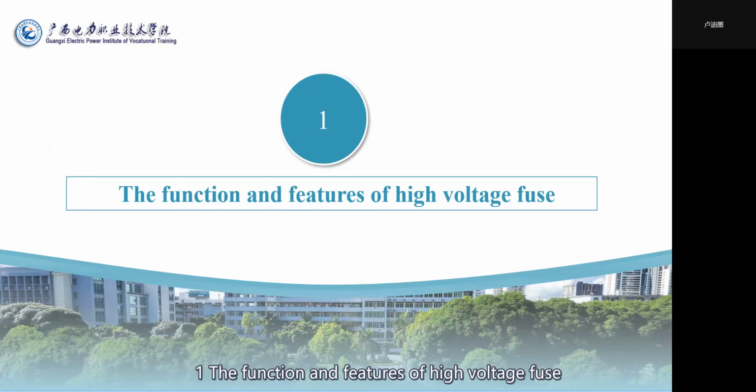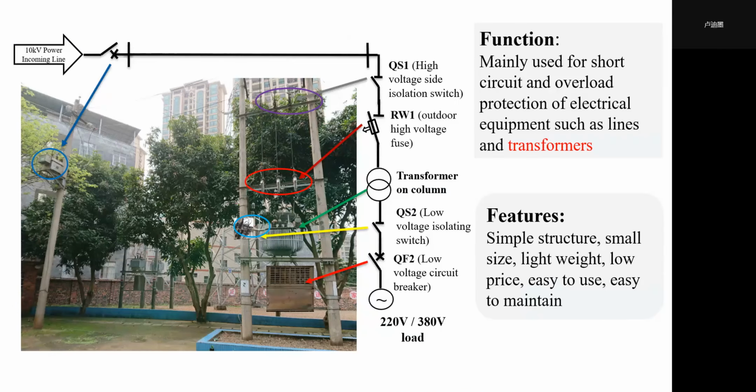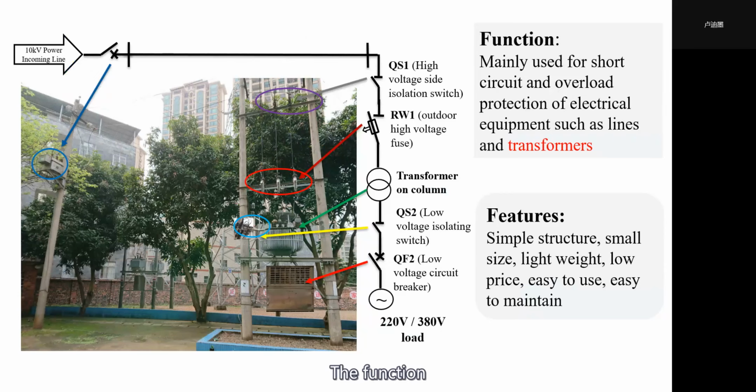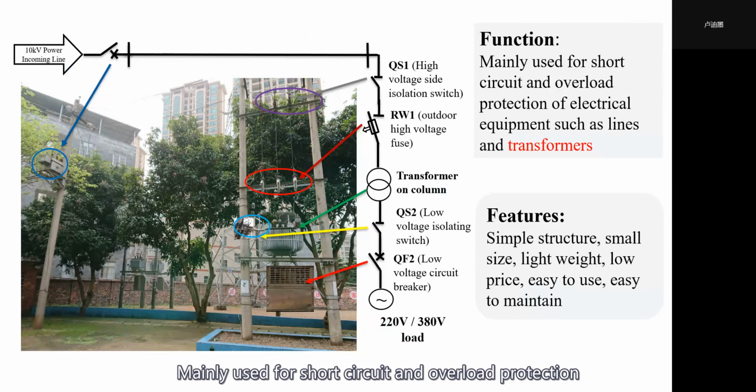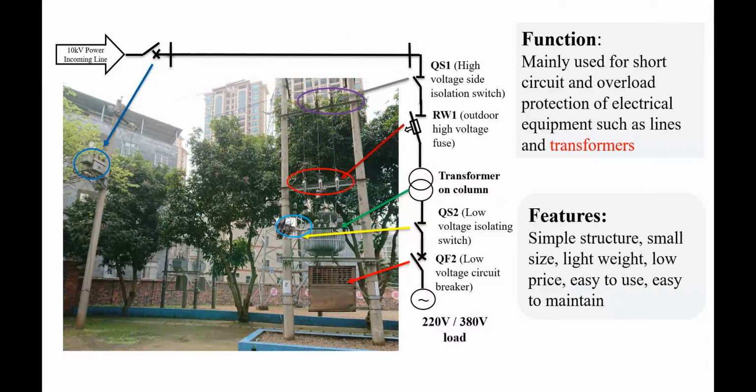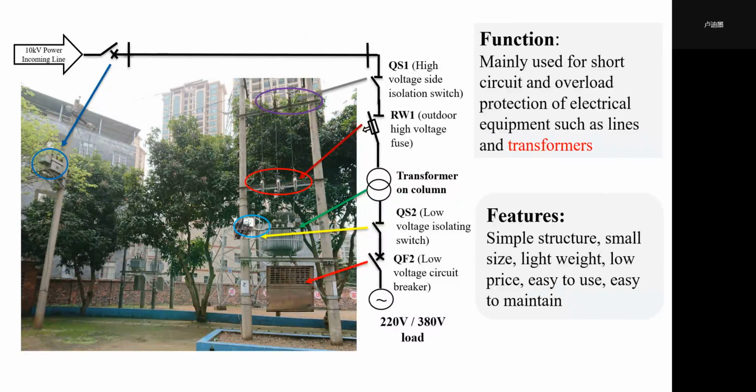One. The function and features of high voltage fuses. Function: mainly used for short circuit and overload protection of electrical equipment such as lines and transformers, especially transformers. Features: simple structure, small size, lightweight, low price, easy to use, and easy to maintain.